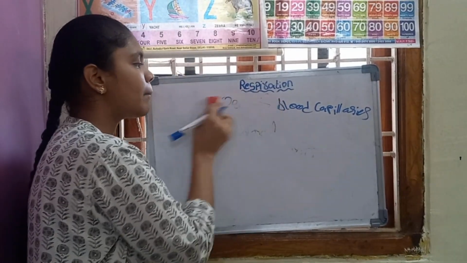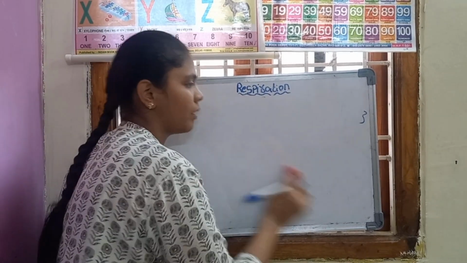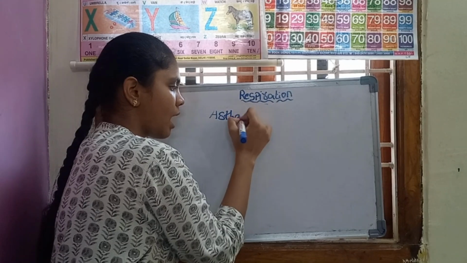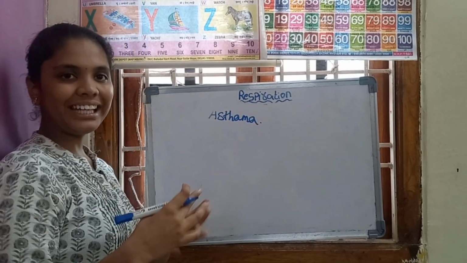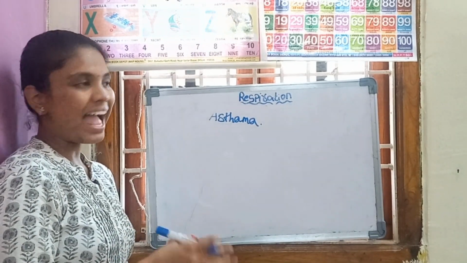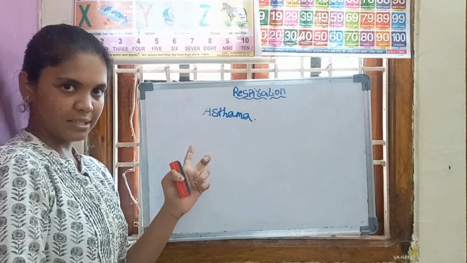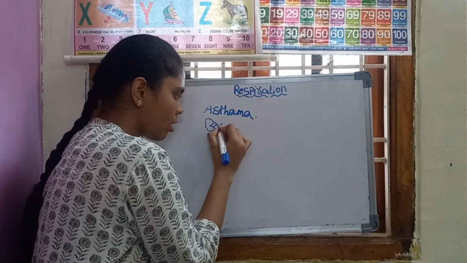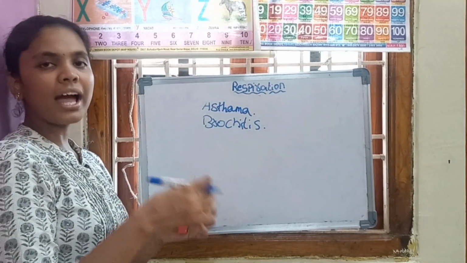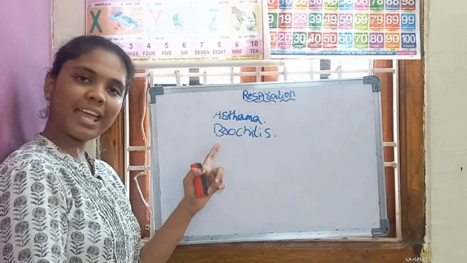And next we'll discuss the disorders of respiration. What are all the diseases that come under this? The first one is asthma. Asthma is a breathing difficulty which is due to inflammation in the bronchioles. So we'll get a breathing difficulty in the disease of asthma. Bronchitis. Bronchitis is a disease where the bronchioles will be inflamed, and you're going to get a dry cough in this case.